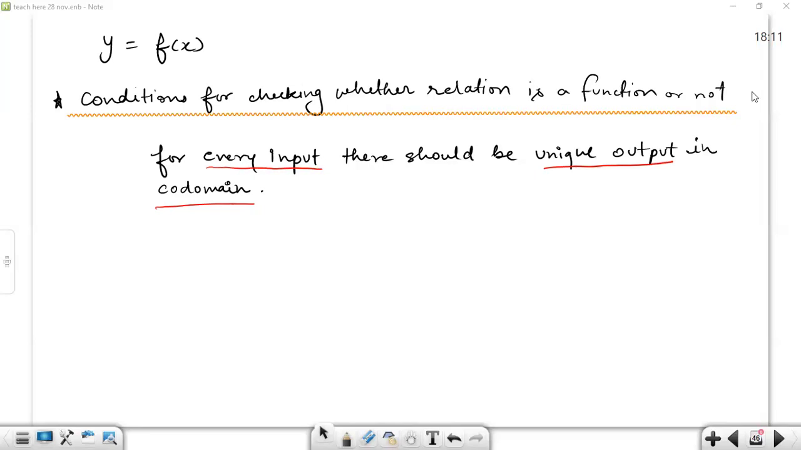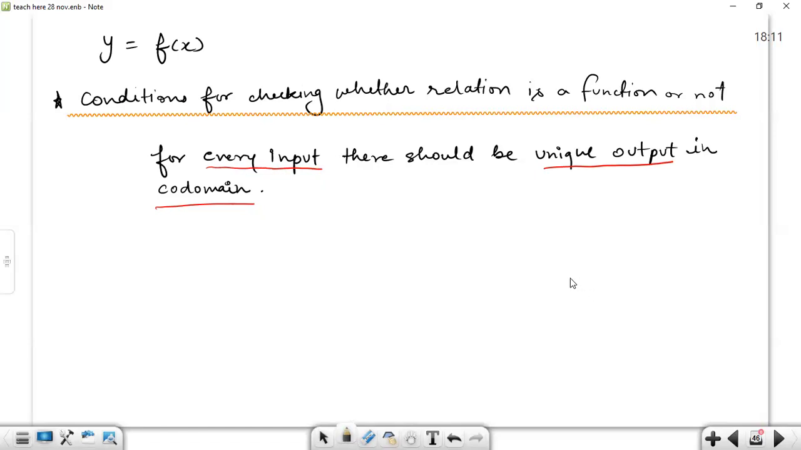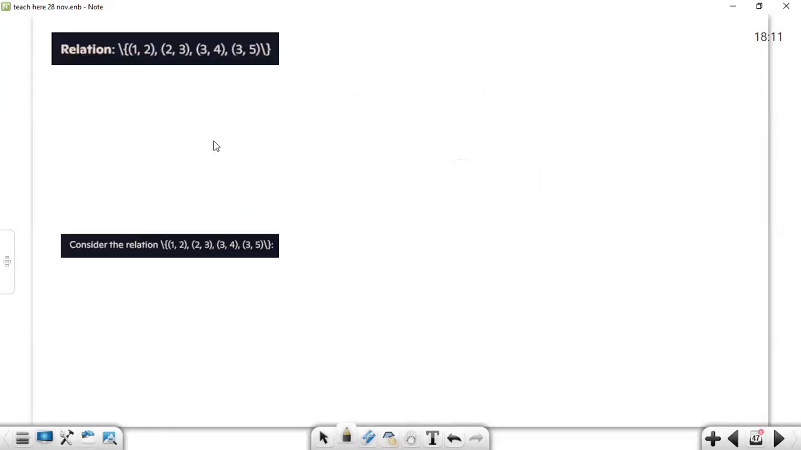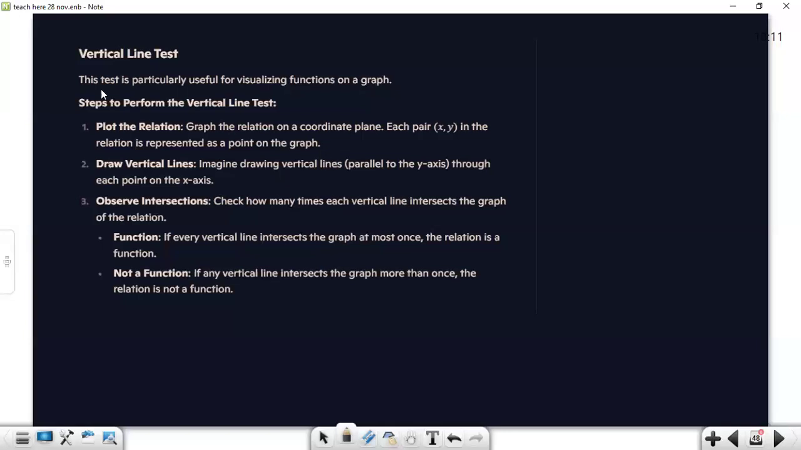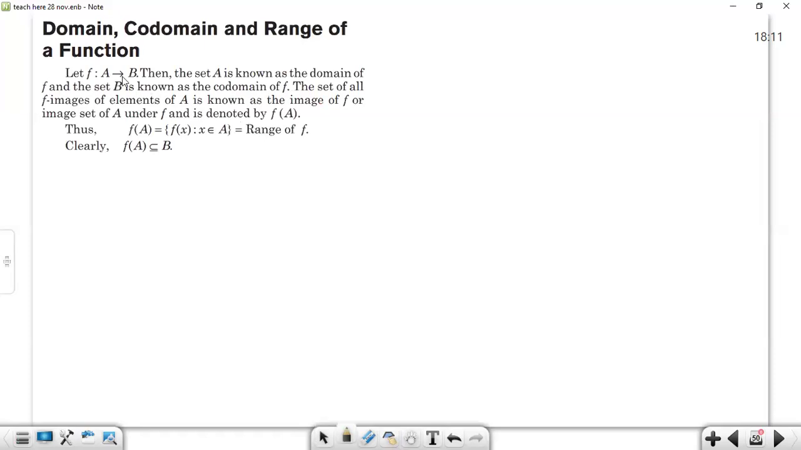Let's now start the functions once again. In earlier classes, we have discussed what is a function. Let's revise. Do you have any doubts from the previous class? No, sir. Okay, so let's revise. For every input, there should be a unique output in the codomain. We have also discussed the vertical line test and algebraic check.